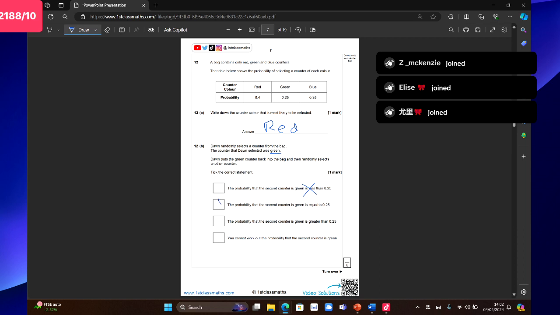Let's just obviously check the others. The probability of the second counter is greater than that for green actually, so that's going to be wrong. And you cannot work out the probability of the second counter being green, that's actually wrong. Because it's been replaced, the probability here remains unchanged.